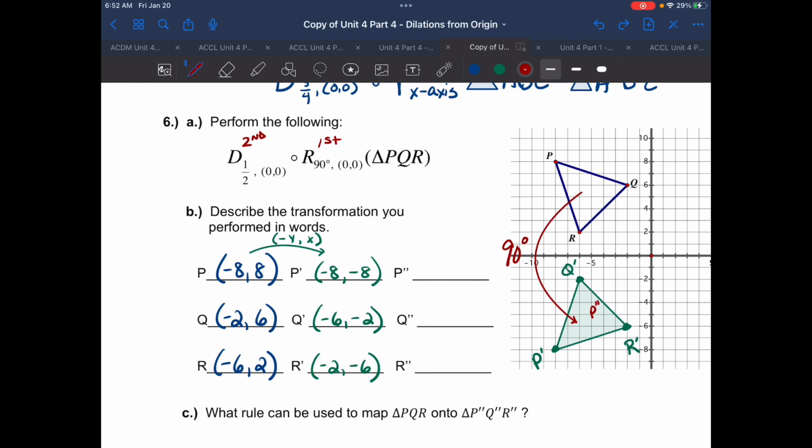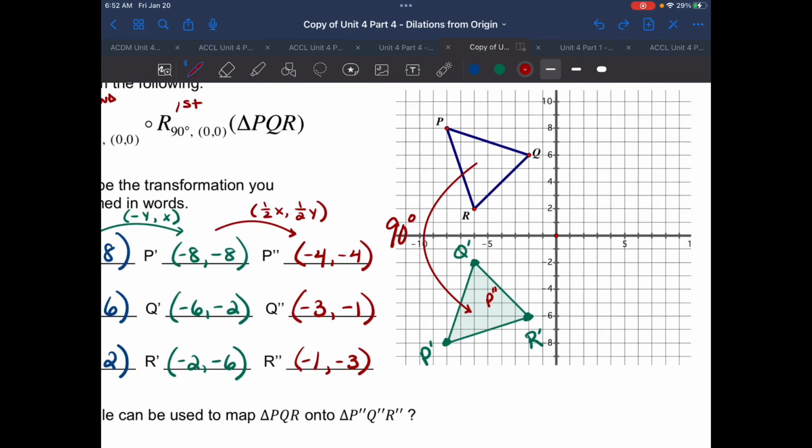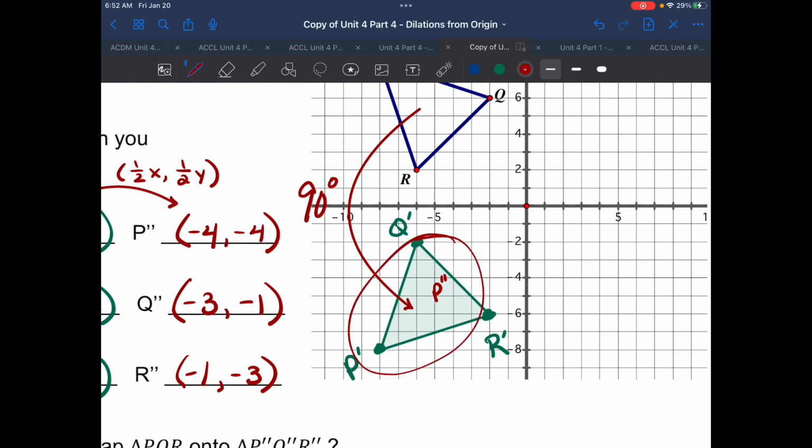All right, and our last change, or our second change, is going to be to dilate the new figure by a scale of 1/2. So what would be the rule that we use to go from P prime to P double prime? That'll be (1/2 x, 1/2 y). All right, and here are your new locations. What will that look like on the graph? Well, let's think. Here's triangle P prime, Q prime, R prime. It's going to get shrunk, or the word would be what? It'll be a contraction, and it's going to pull it towards the center of dilation, which is (0, 0). Okay? All right, there you go.